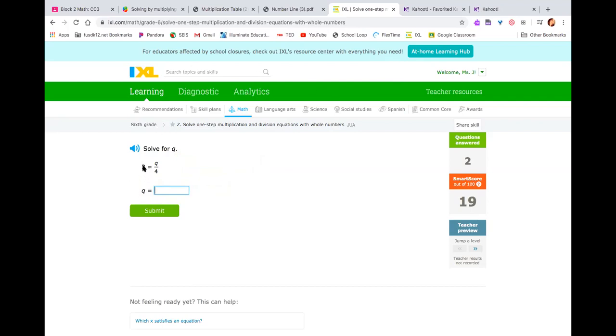Okay. Now I have 3 equals Q over 4. Times 4 on both sides. Even though the Q's now on the right side, the variable's on the right side, it doesn't matter. I'm doing the exact same thing. 4 times 3 is 12. And what about these 4's? Cancel out. All right, so my answer is 12.